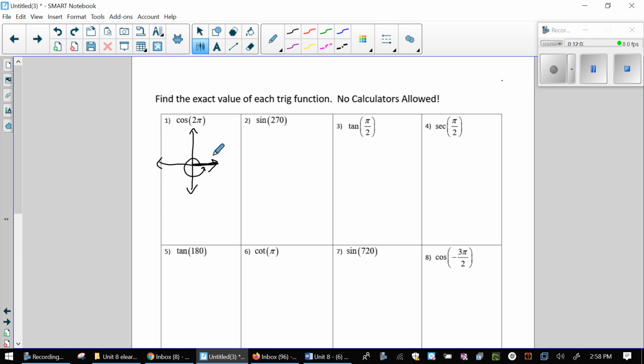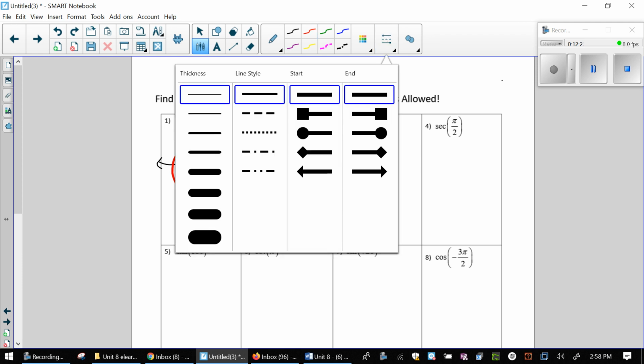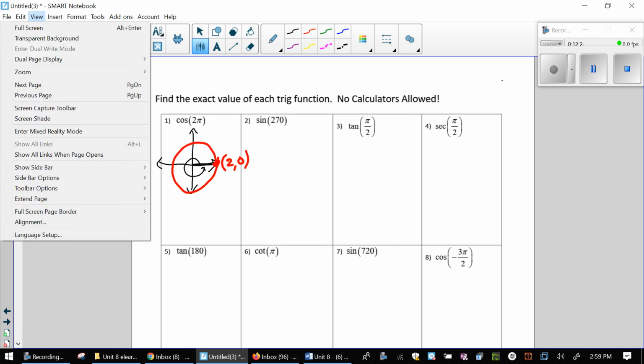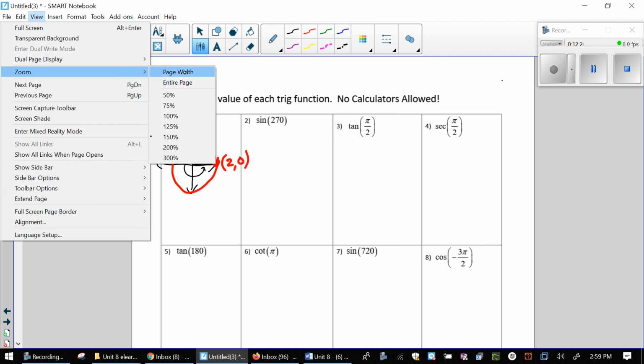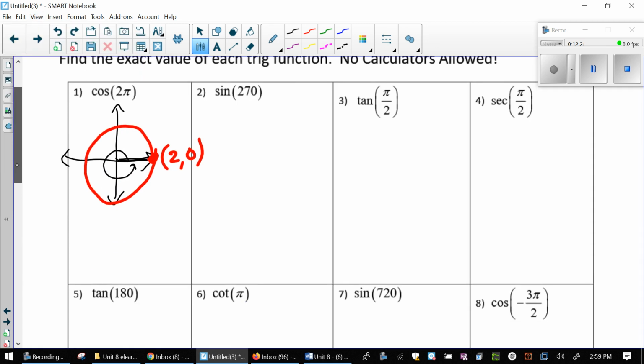All right, so now as we do this, you can think about this as drawing now your unit circle. So if I draw my unit circle, or in this case, my circle with a radius of 2, the coordinates of this point are 2, 0. All right, so the coordinates here are 2, 0.